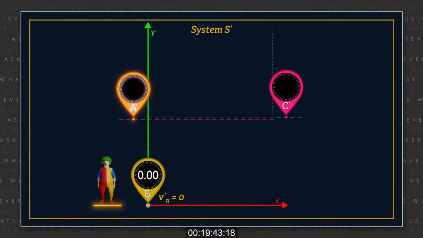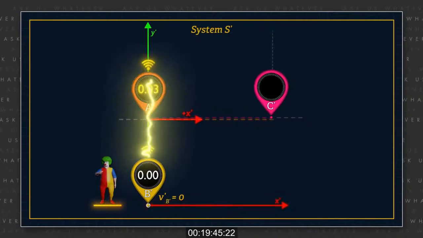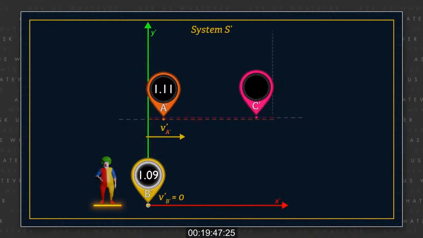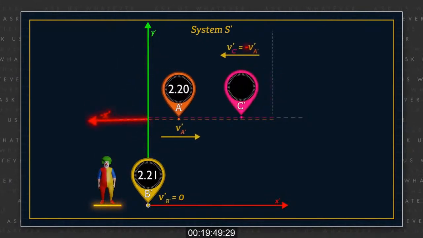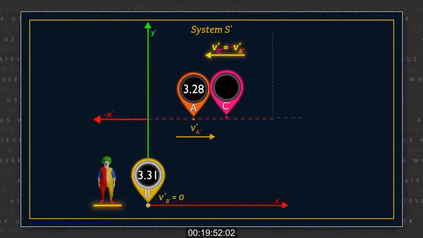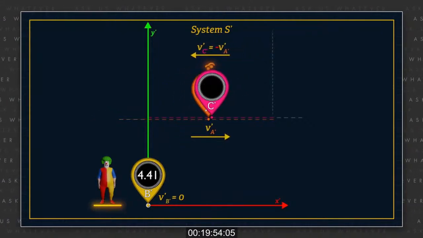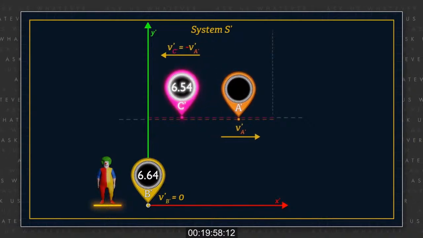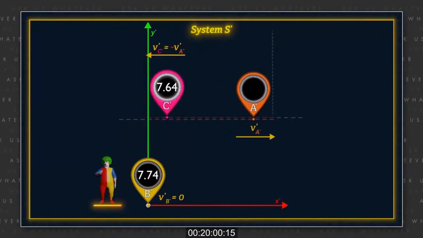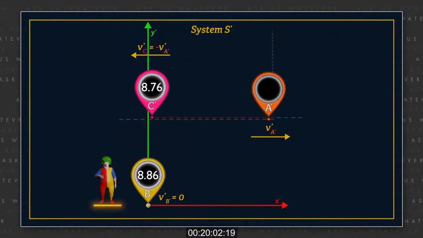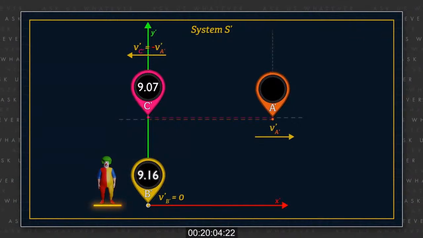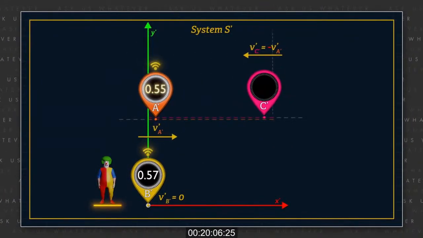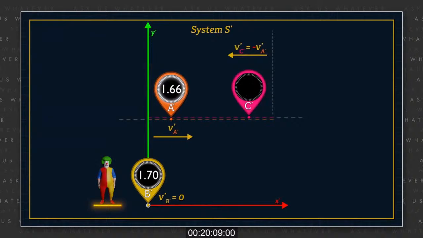Clock A prime moves in the positive X prime direction at speed V prime sub A prime, and clock C prime moves in the negative X prime direction at the same speed as clock A prime. Again, offset clocks are avoided in the computation of clock A prime and C prime speeds in system S prime, and the use of Einstein's relativistic velocity addition formula is also avoided since it requires that time measurements be made with the use of offset clocks.